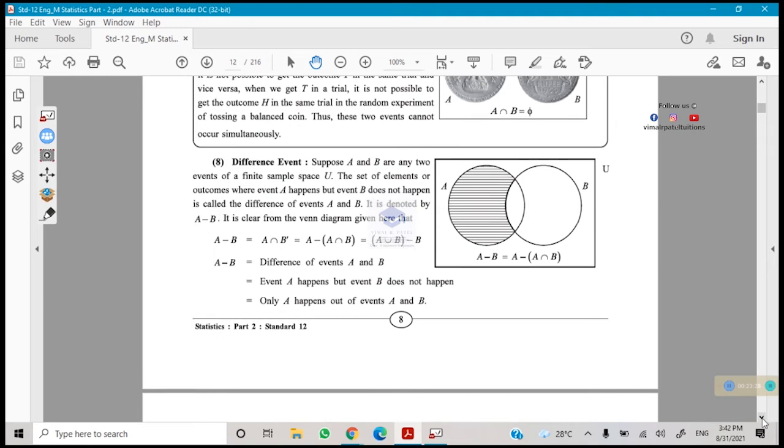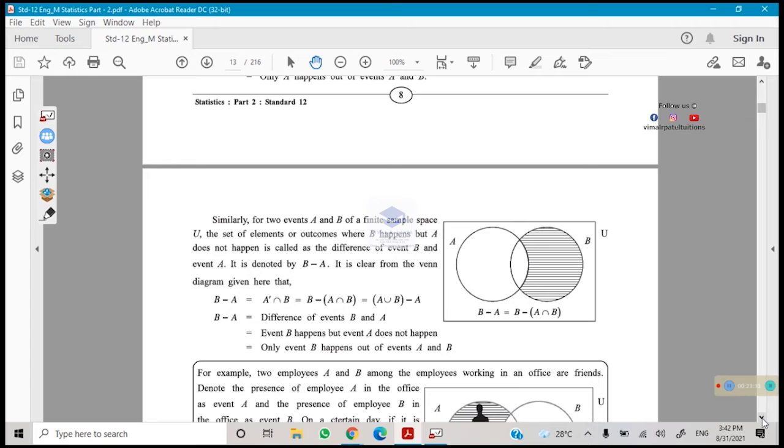Difference of B and A. If two events A and B of a finite sample space U, the set of elements or outcomes where B happens but A does not happen is called the difference of events B and A. It is denoted by B minus A, or A dash intersection B, or B minus A intersection B, or A union B minus A. That is called the difference of events B and A, where event B happens but event A does not happen. Only event B happens out of events A and B.